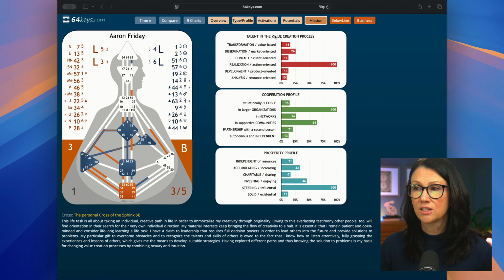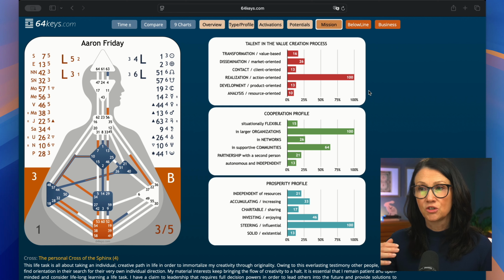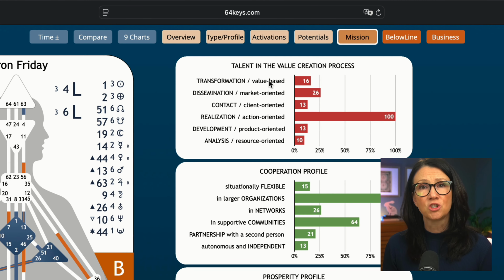But let's start with these graphics here and with the core talent. So the idea behind this graphic is that everyone has a major talent and it's related to the lines in your chart. So this graphic shows the various steps of any value creation chain. No matter if you want to start your own business or create a product or render a service, there are always 6 steps involved in any value creation. And everyone has a major talent that stands out in these 6 steps. So let me give you a bit of information on that without going into too much detail.